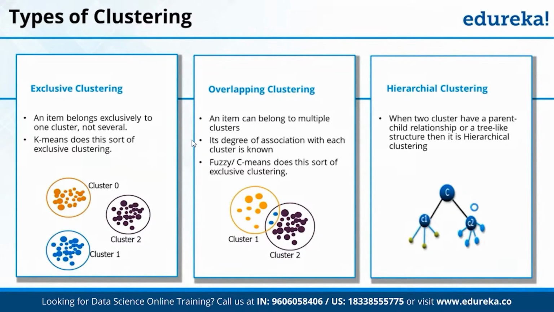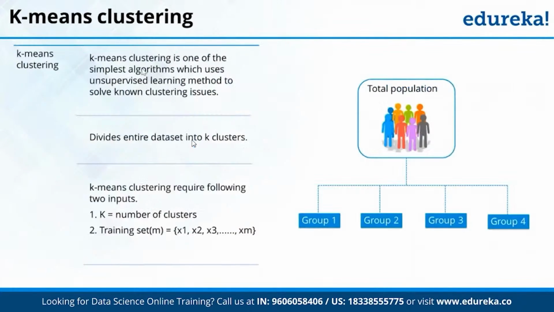Now let's talk about k-means clustering, how it actually works. K-means clustering is one of the simplest algorithms which uses an unsupervised learning method to solve known clustering issues. It divides the entire dataset into k clusters. K-means clustering requires the following two inputs: the number of clusters and the training set. So basically I require a dataset and how many clusters you want. You can see I have this total population and then I have group 1, group 2, group 3, group 4. It actually divides that into the clusters.